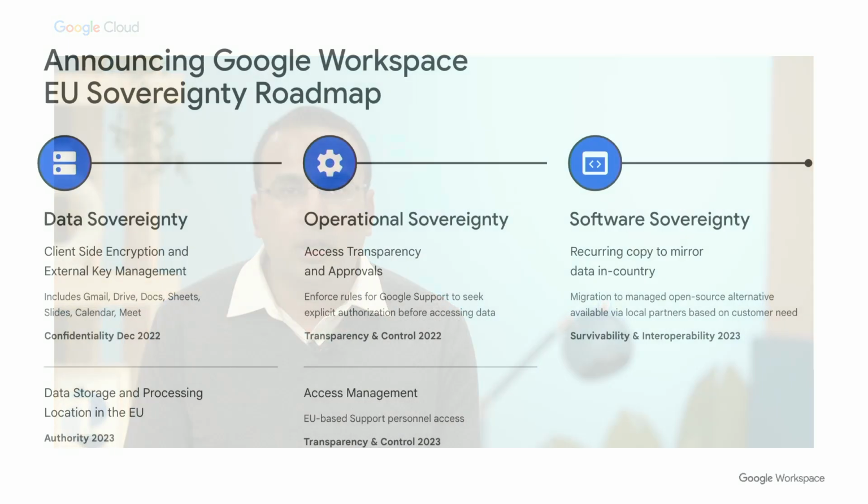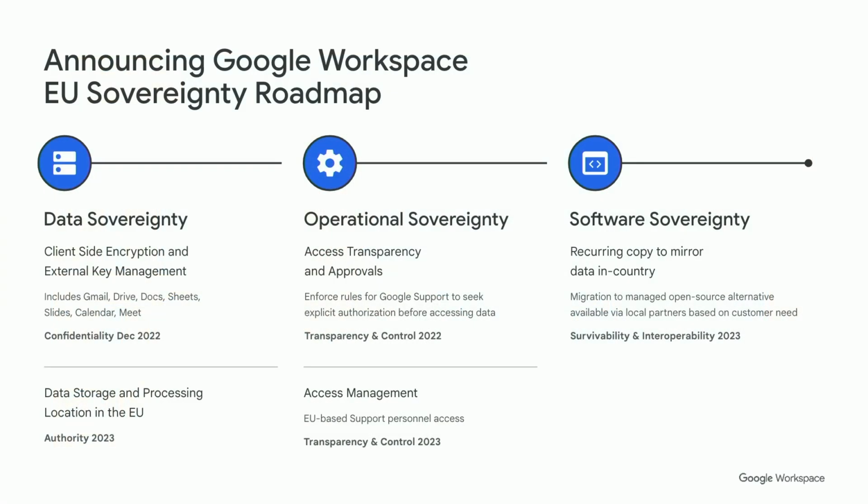Earlier this year, in May, we first announced our sovereign controls for Google Workspace. As a part of that announcement, we made a commitment to invest in building out the necessary capabilities by the end of 2023 with a steady stream of ongoing launches. Since May, we've made solid progress on those commitments we put forth.